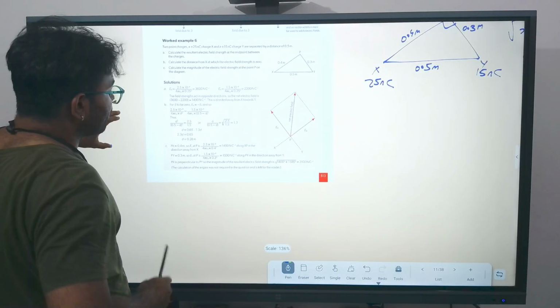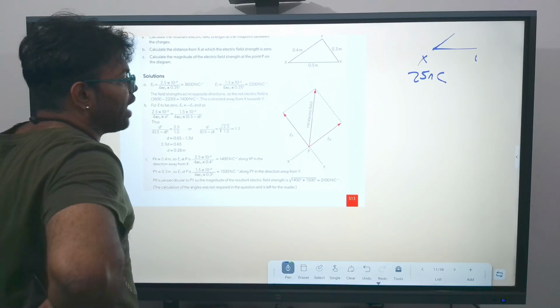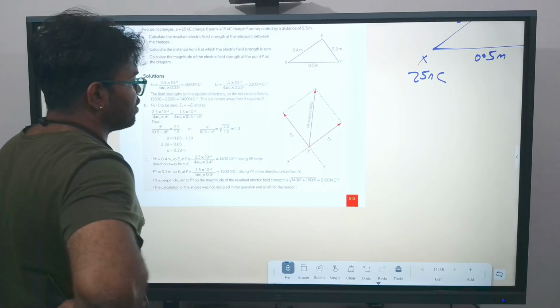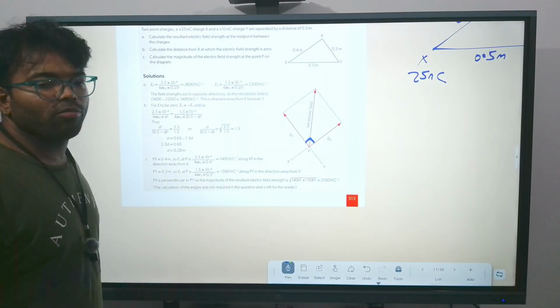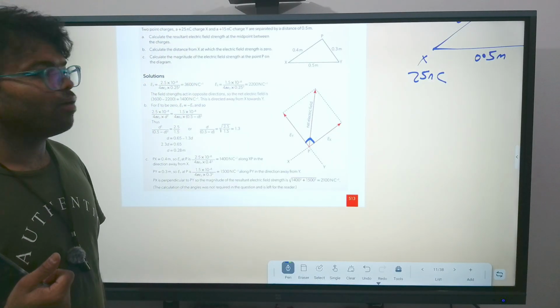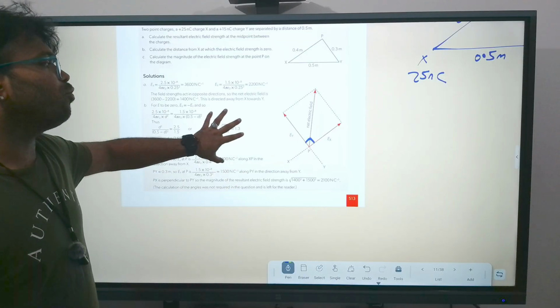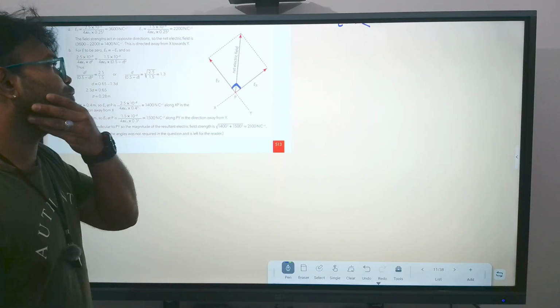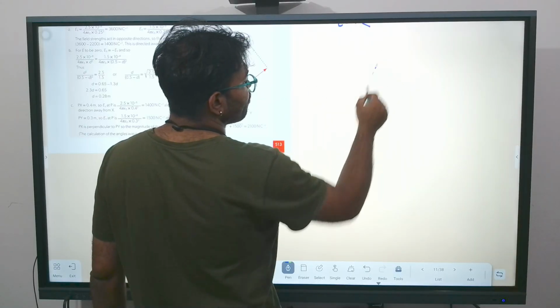Now, the calculation of the angles was not required in the question, and it is left for the readers, because the angle between them is how much? 90 degrees. Okay, the angle between them is 90 degrees. Now Akshay, if you want to figure out the angle, then what do you do? What do you take, what do you do?